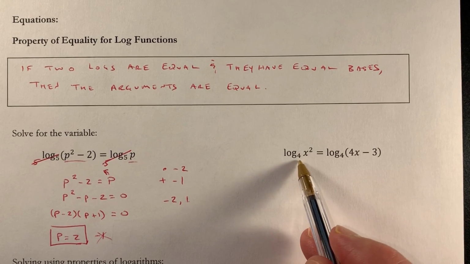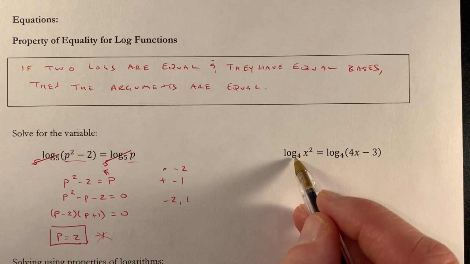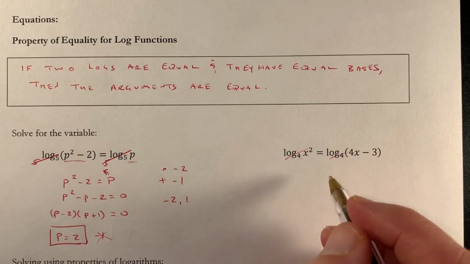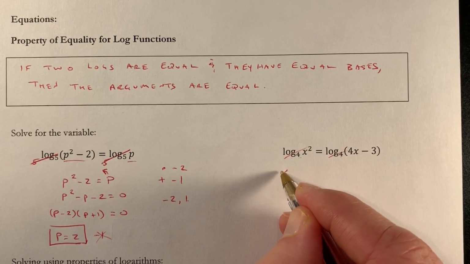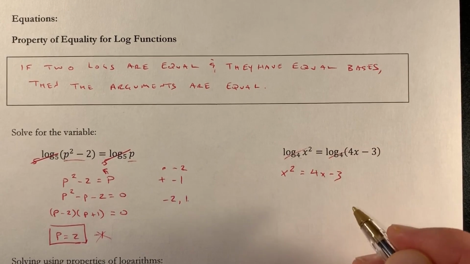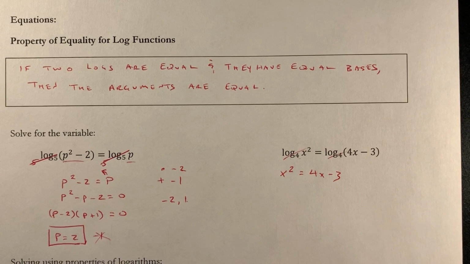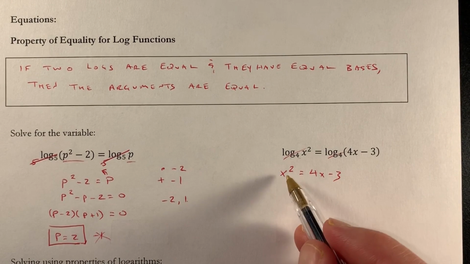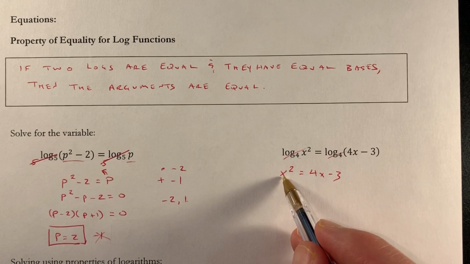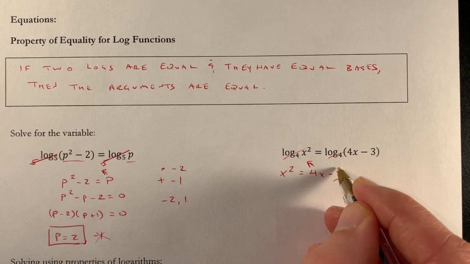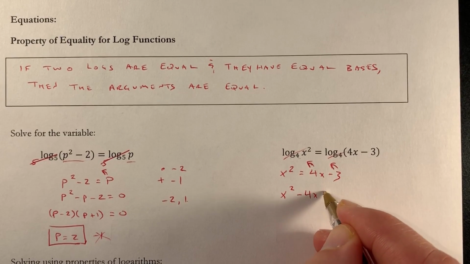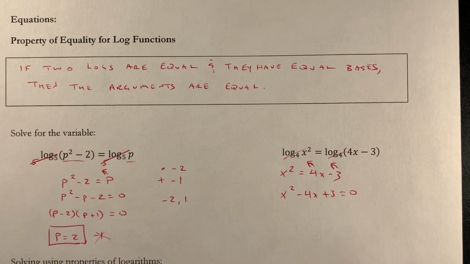Okay, next one. Once again, I have equal logs with equal bases. Therefore, the arguments are equal. x squared equals 4x minus 3. Okay, so now I've got an x squared and an x. I want to move everything to one side where the x squared term is positive. So these are going left. x squared minus 4x plus 3 equals 0.